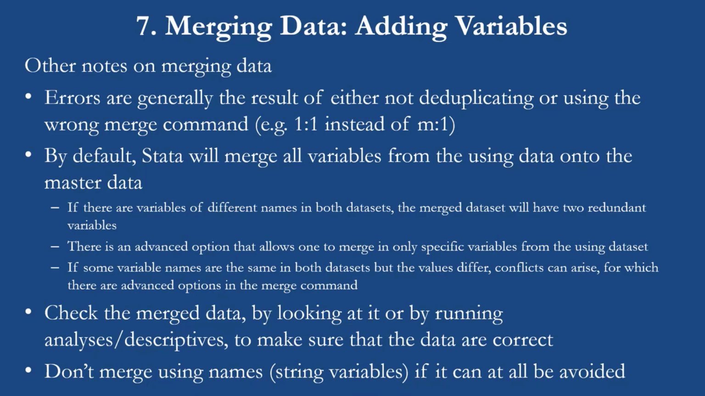Also, this is more of an issue. This is kind of rare, but this can happen. Let's say that you've got your master and your using data, and you have some of the same variables in both data sets, but the values aren't the same. So that can cause conflicts. What you'll have to decide ahead of time is, if those values are not the same, what do you want to do? Do you want to stick with all of the values in your master data? Or if there are conflicts, do you want to take all of the values from your using data and use those to overwrite the master data?